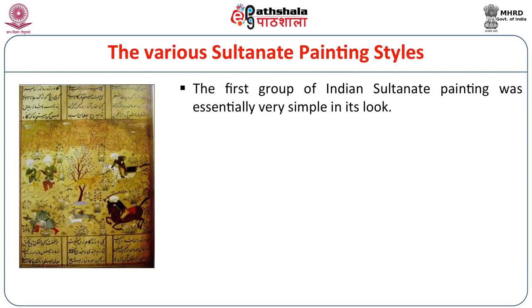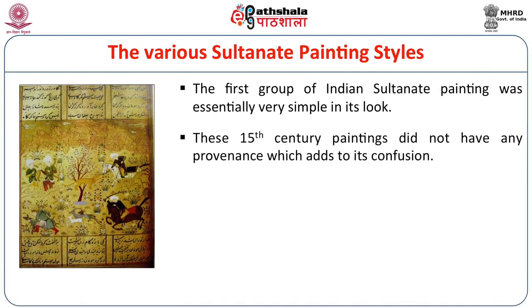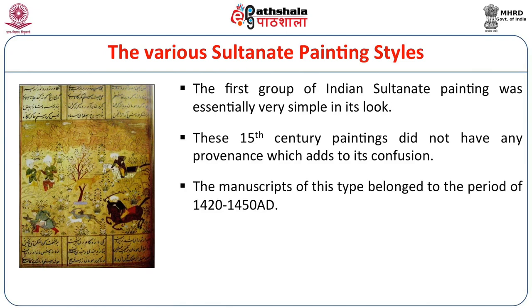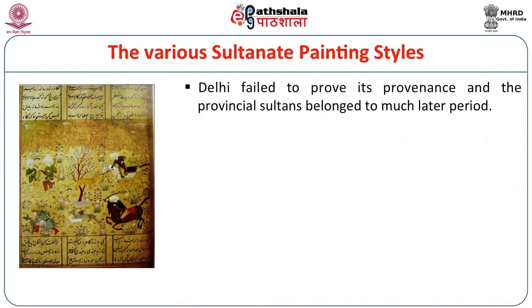The first group of Indian Sultanate painting was essentially very simple in its look. These 15th century paintings did not have any provenance and therefore add much to the confusion as to who actually patronized this group. The manuscripts of this type belonged to the period between, say, 1420 to 1450. Delhi failed to prove its provenance and the provincial sultans belong to a much later period. So here lies the confusion as to who perhaps patronized this style apart from the court.